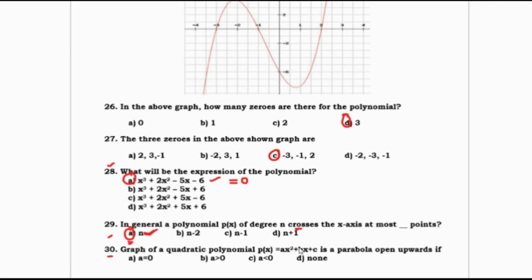30th question. The graph of a quadratic polynomial ax square plus bx plus c is a parabola opening upwards if a is 0, a greater than 0, a less than 0, or none of the above. The correct option is a greater than 0. If a is greater than 0, the parabola opens upward, and if a is less than 0, the parabola opens downwards. So the correct option for the 30th question is B.